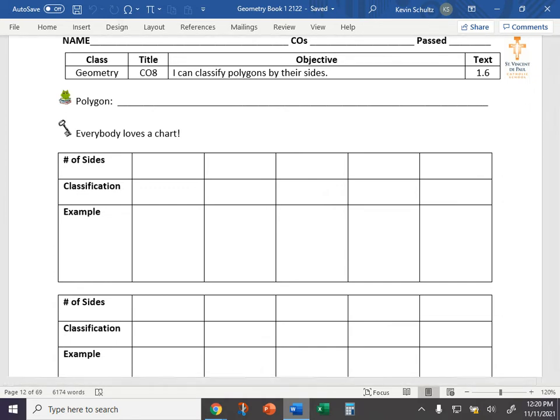We are here with CO8. Finally get to do what you all think geometry actually was, which is talk about shapes. But don't call them shapes, we call them polygons, because it turns out that geometric shapes have to actually have certain criteria when we talk about polygons.